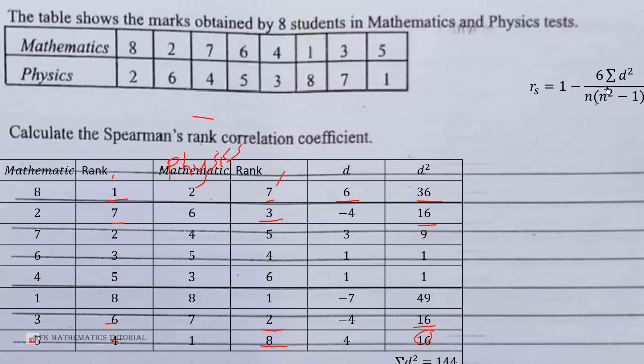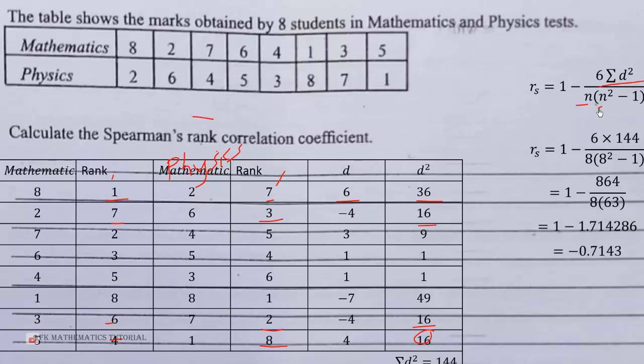Then we fix it in here, and fix the n, which is 8, in here, and that will give us 6 times 144 over 8 into bracket 8 squared minus 1. That will give us 1 minus 864 over 8 times 63, and we are going to get negative 0.7143. That is the Spearman's rank correlation coefficient.